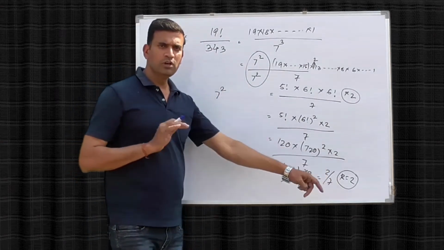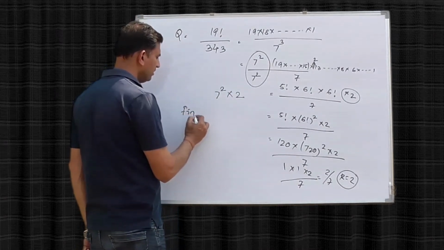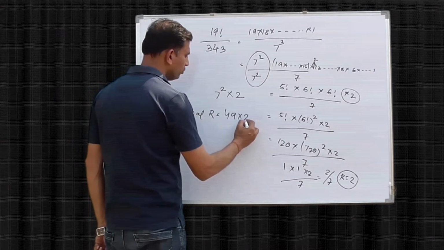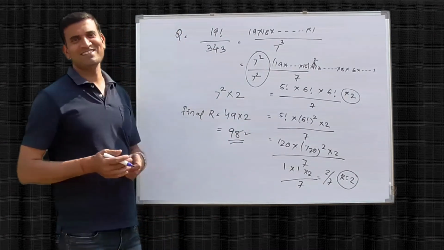Remainder here is 2. So the final remainder is 7 square into 2, that is 49 into 2, which equals 98. This is the final answer that we have.